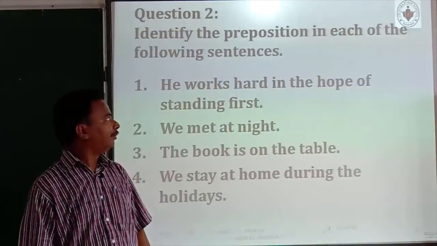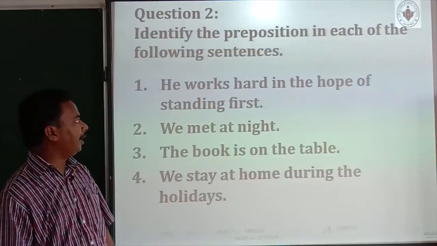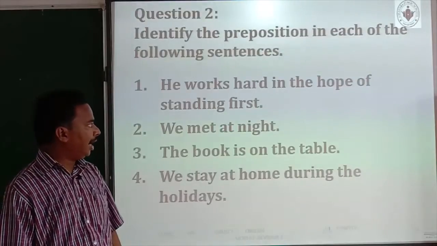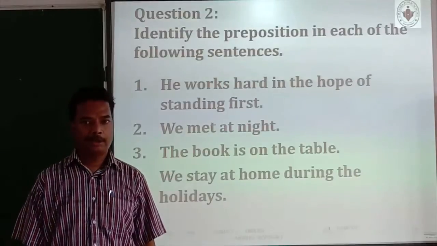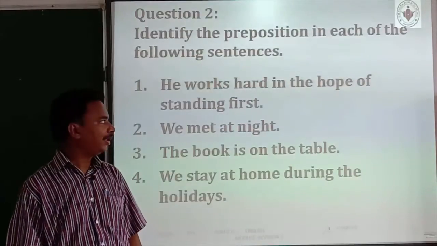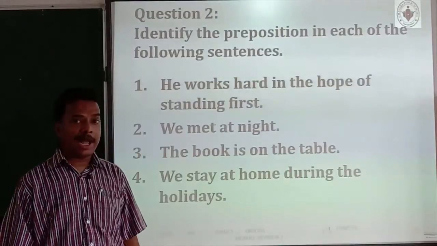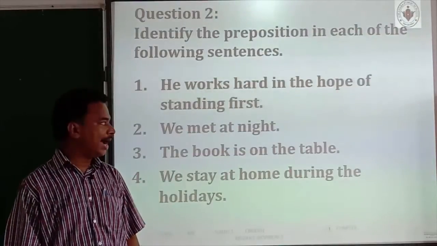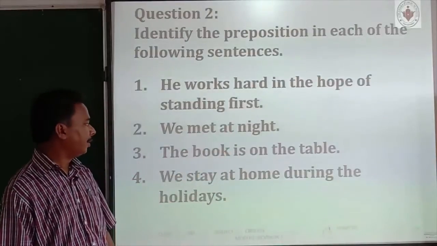Question 2. Identify the preposition in each of the following sentences. He works hard in the hope of standing first. Which is the preposition in the sentence? It is in. We met at night. The word at is a preposition in this particular sentence.